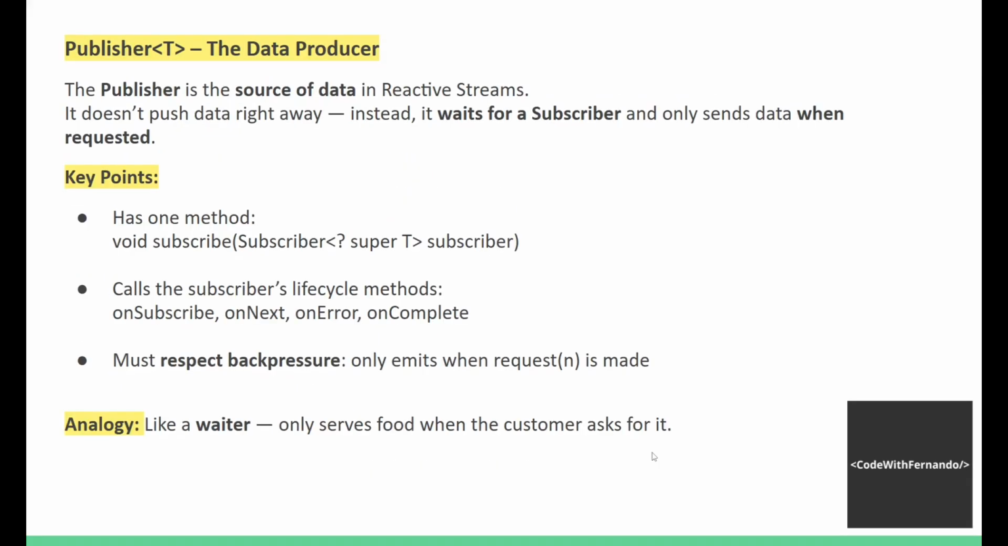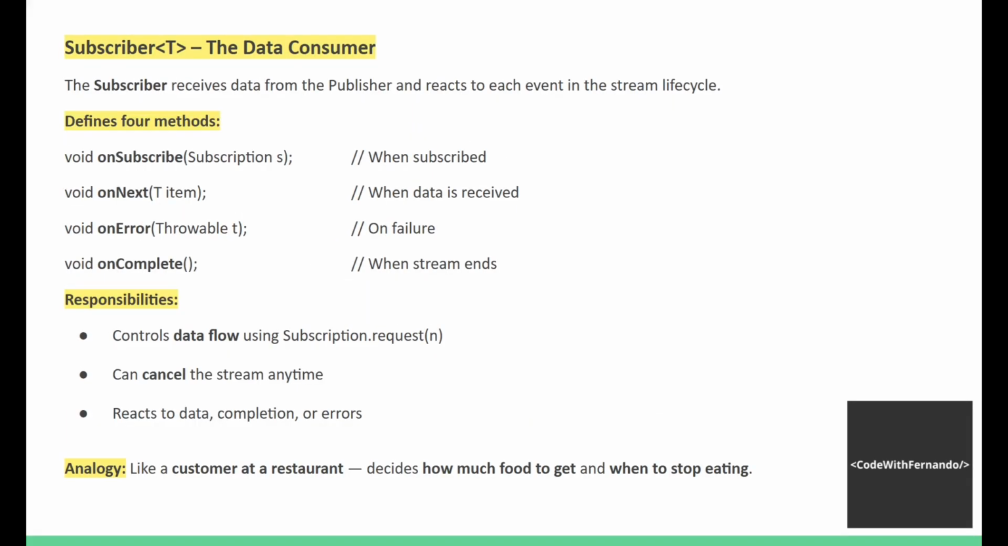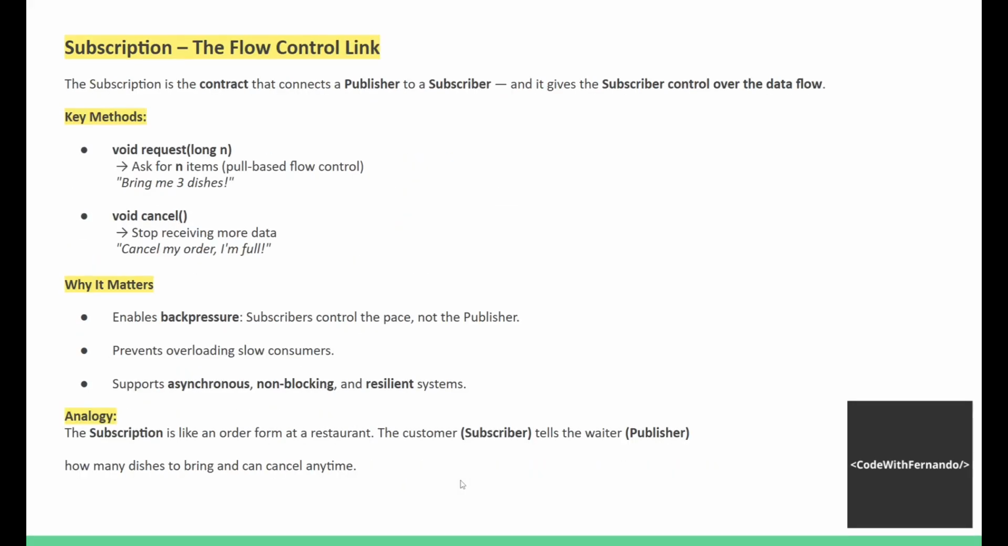So the publisher is a waiter of the restaurant, and we have the subscriber, the customer, the one who decides how much food to get and when to stop eating. Then we have the subscription. The subscription is the flow control link. Another way to see it is like a bridge between a publisher and subscriber. The subscription is a contract that connects publisher and subscriber. It gives the subscriber control over the data flow.